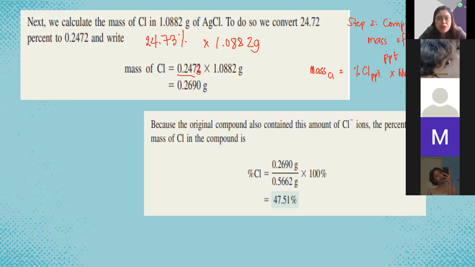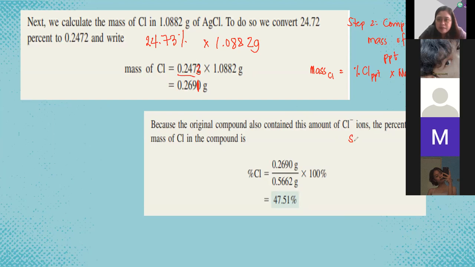So, this becomes 0.2473 and then i-multiply mo siya ngayon sa mass ng precipitate, which is 1.0882 grams, you will get 0.2691. So this time it's 4 decimal places. So again, 0.2691 grams. That is for the step 2.